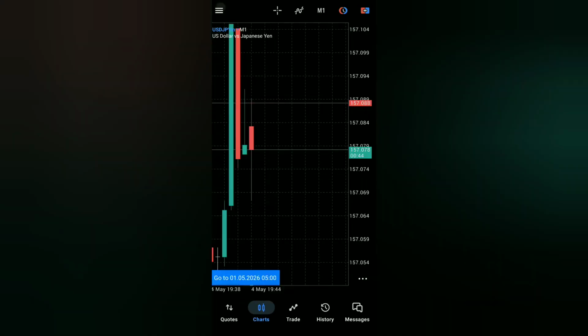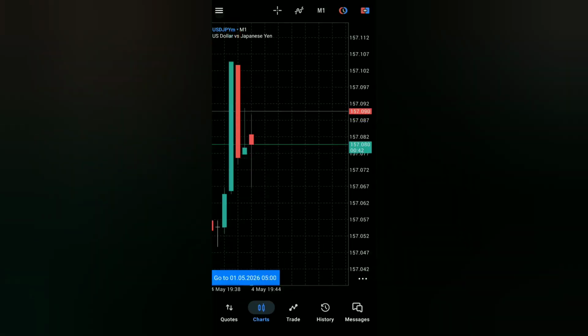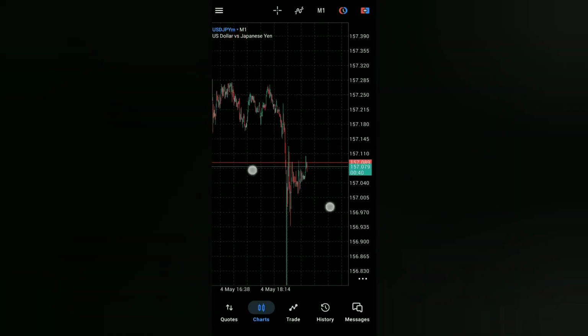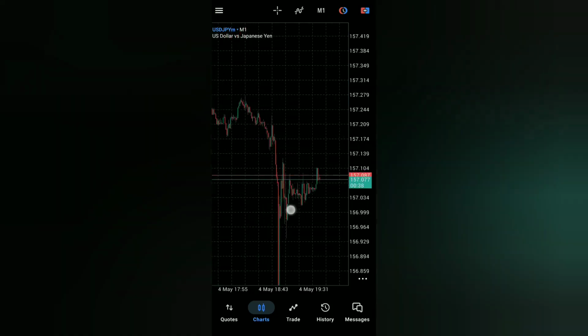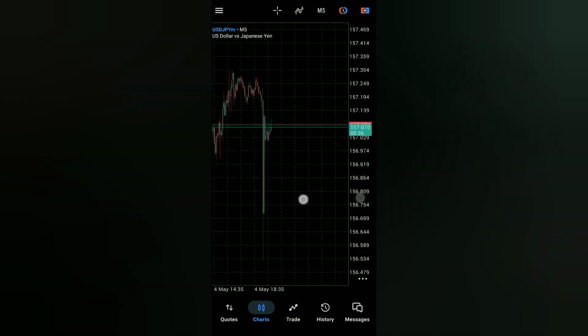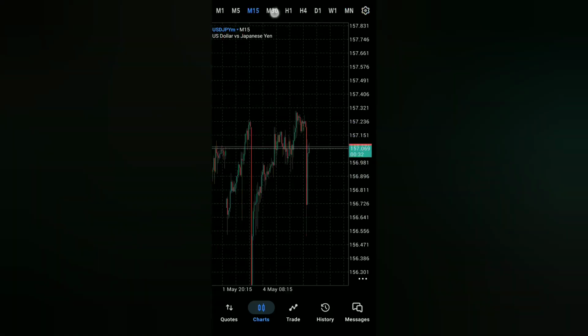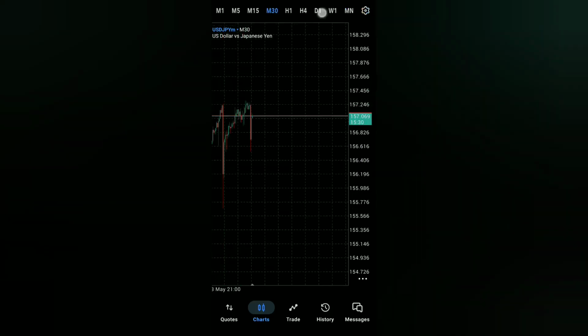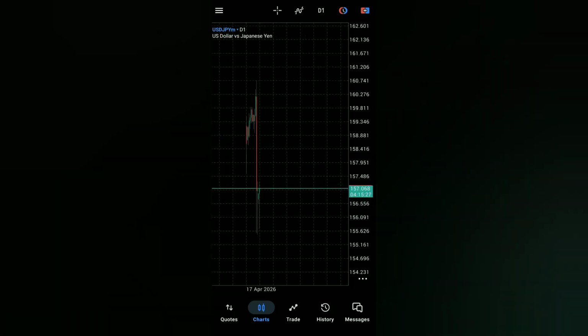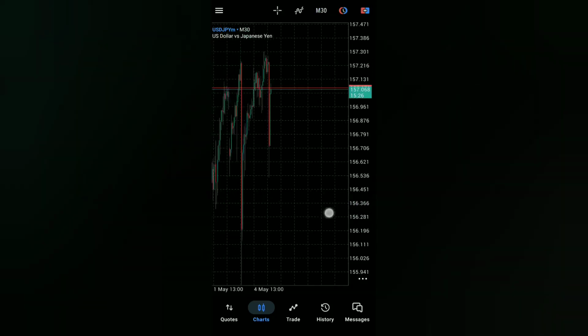So look at how it looks now. I've clicked on minute 1. Look how the minute 1 candle looks. That is the 1 minute candle. Now look at how the 5 minutes candle looks, then the 15 minutes candle, then the 30 minutes candle. The same way, look how all these candles look. You can see this one is still loading. So that is how it looks.